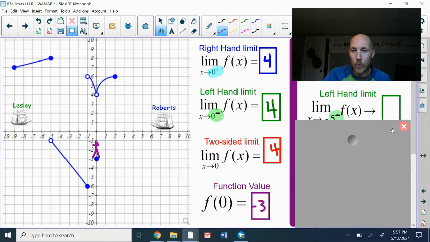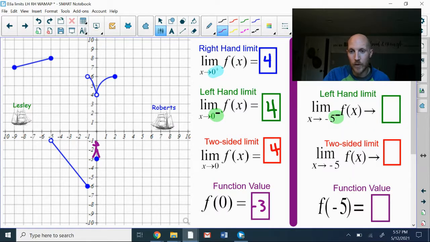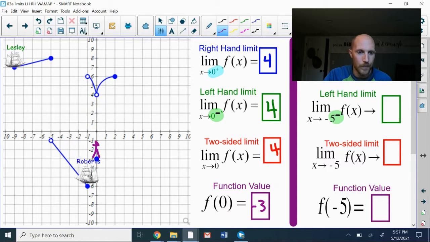Okay, so we have some more questions over here, same graph. This second set of questions refers to what's happening at the graph at -5. So I got a right-hand limit, we see the little plus. I got a left-hand limit, we got the little minus. The two-sided limit, it is a negative number, but the superscript does not have a plus or minus, so that tells us it's a two-sided limit. And lastly, the function value, all of these at -5. So I'll move everything into position.